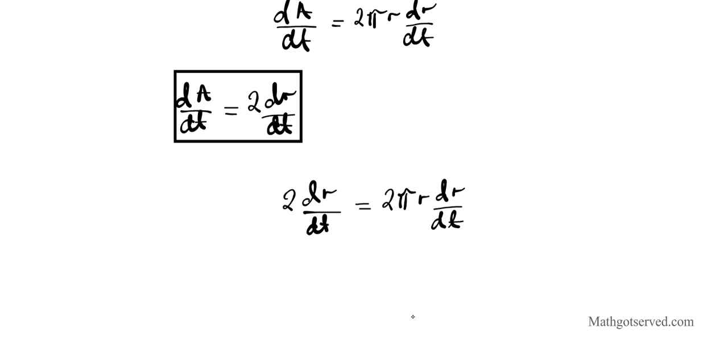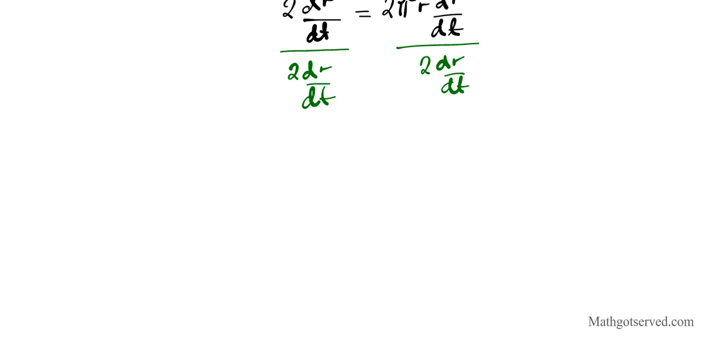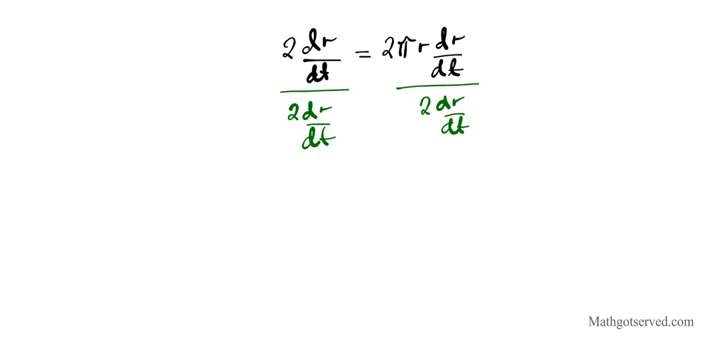All right, so I can divide both sides by dr/dt. So divide by 2 dr/dt, because I see that they're common on both sides. On the left side, that divides out to just 1. So 1 equals pi r.